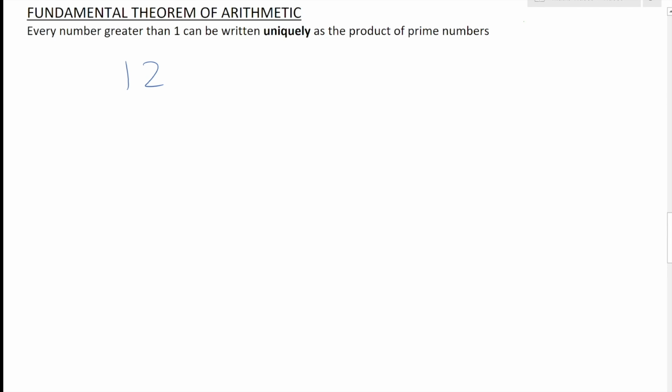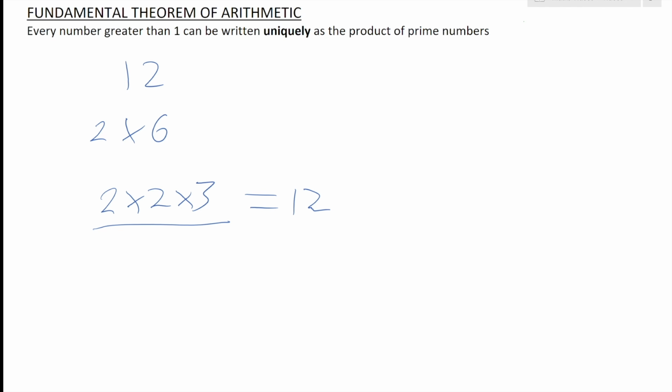So let's take an example. Let's go with 12 again. 12, as we know, was 2 times 6. 2 is a prime number. 6 is not a prime number because 6 is 2 times 3, but both 2 and 3 are prime numbers. So 12 can be written as 2 times 2 times 3. And according to the fundamental theorem of arithmetic, this is the only writing of 12. This is the only way to multiply prime numbers together to get 12.